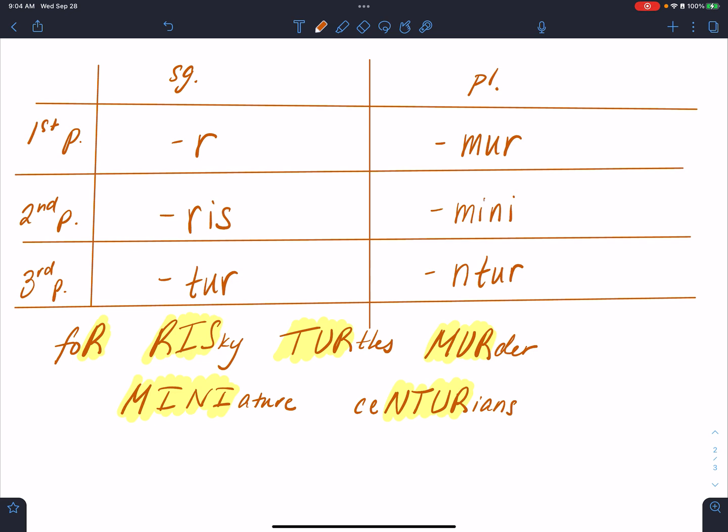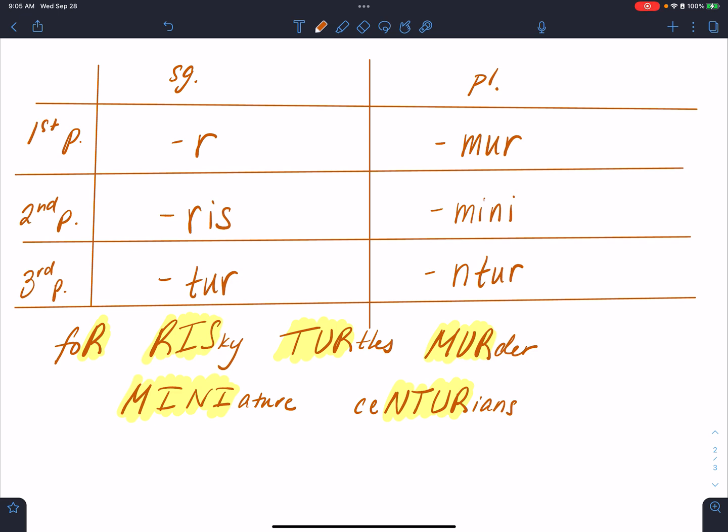That was pathetic. Now say that with some backbone. Now pretend you just got a present, you opened up the box, and it's a puppy. And you would say this. Just like Thomas just did. Go for it. Be excited about it. Four risky turtles murder miniature centurions. Wow, you guys must not be excited about puppies. You like cats? I'm a cat person. I knew I should have said kittens.